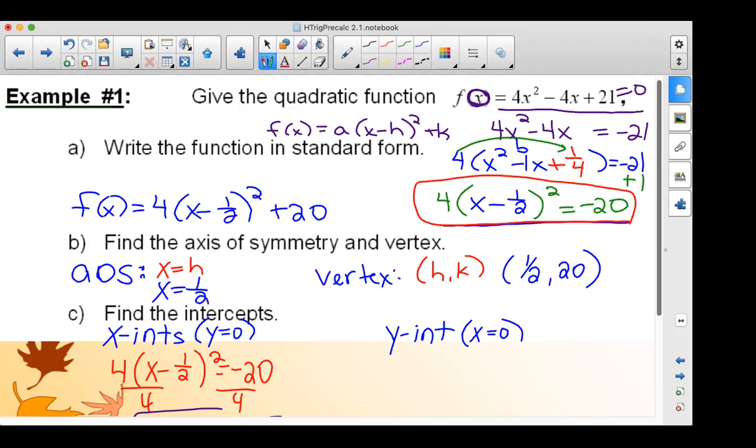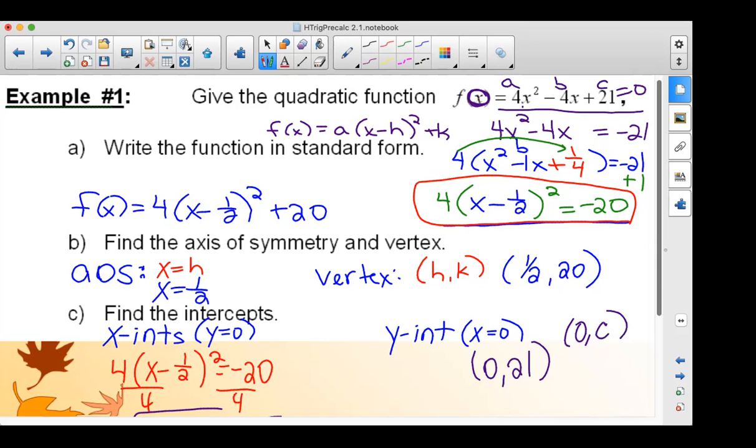But if I use this original equation right here, where we started, what happens if you plug a 0 in for x, Bridget? I plug a 0 here and a 0 here. They cancel out. What's your intercept going to be then? 21. The y-intercept is always that c value, A, B, C.